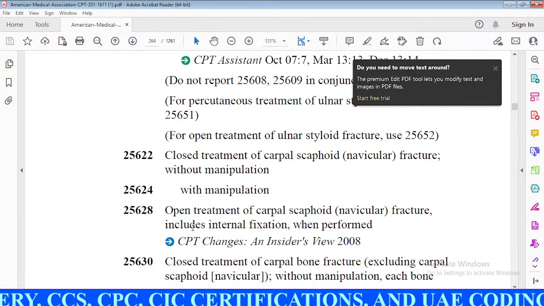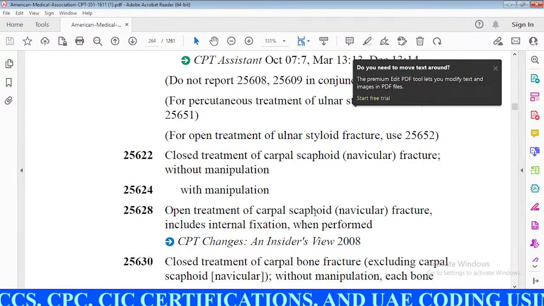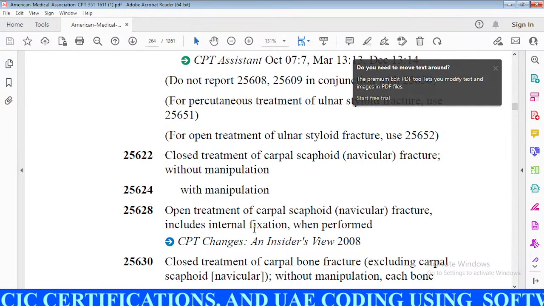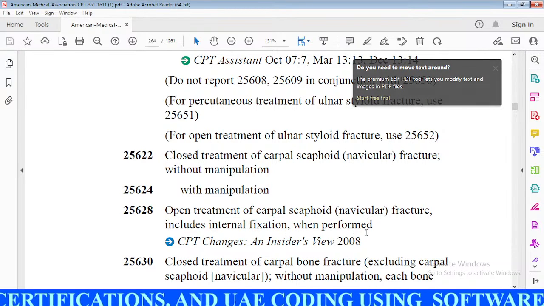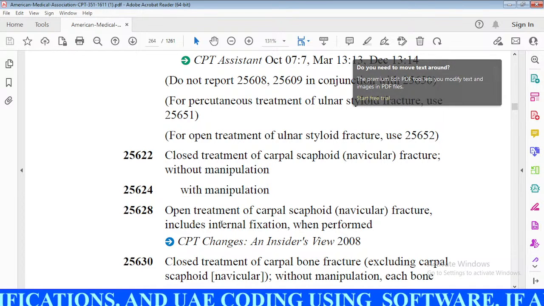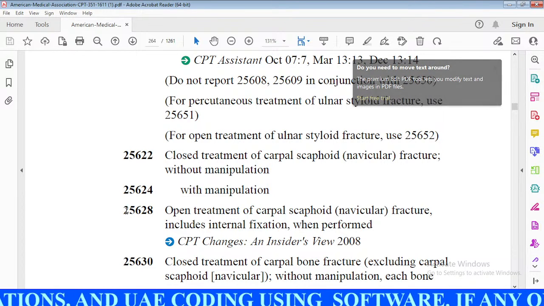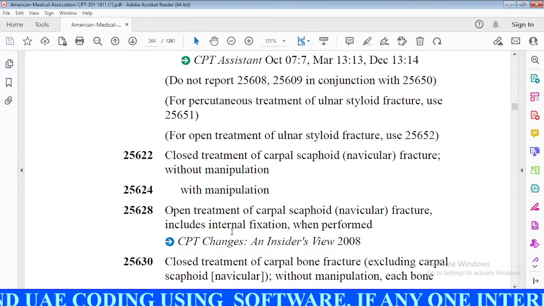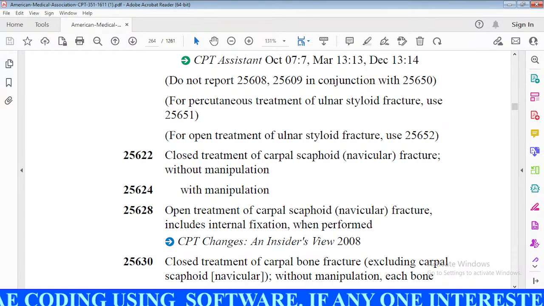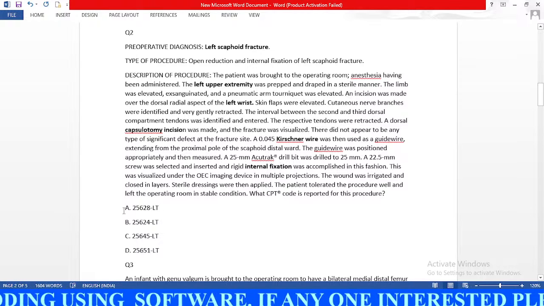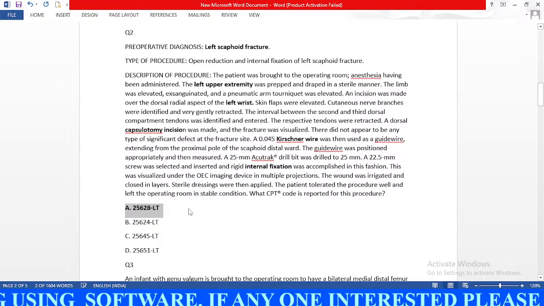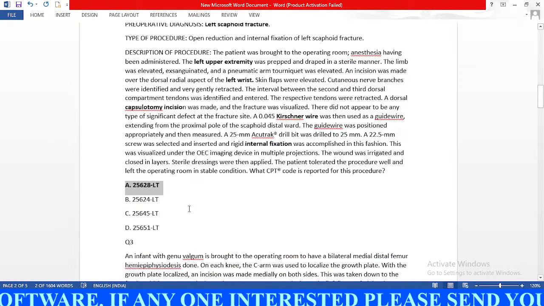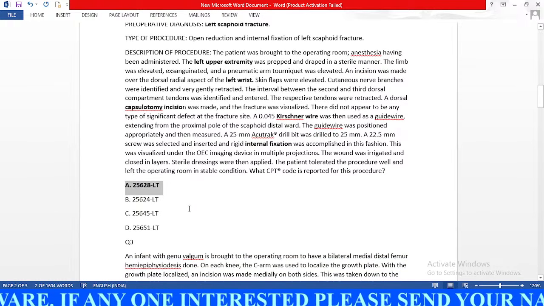So 25628, open treatment of carpal scaphoid, usually we call it navicular fracture, includes internal fixation when performed. So because of all this rationale, our answer is 25628. Open treatment of carpal scaphoid fracture includes internal fixation when performed. So based on our keywords, here our answer is 25628 left. So most of the people wrote correct only, no worries.